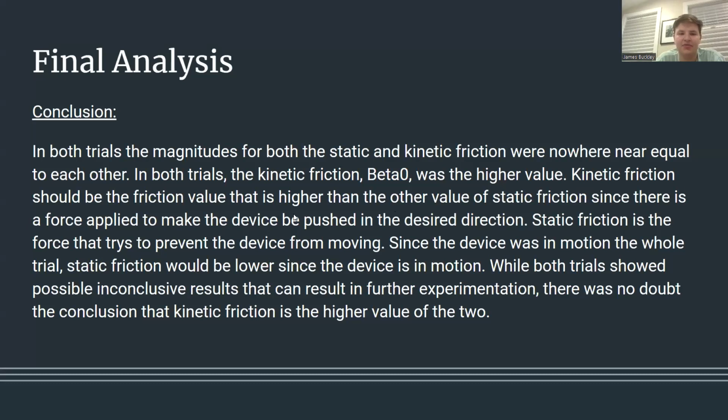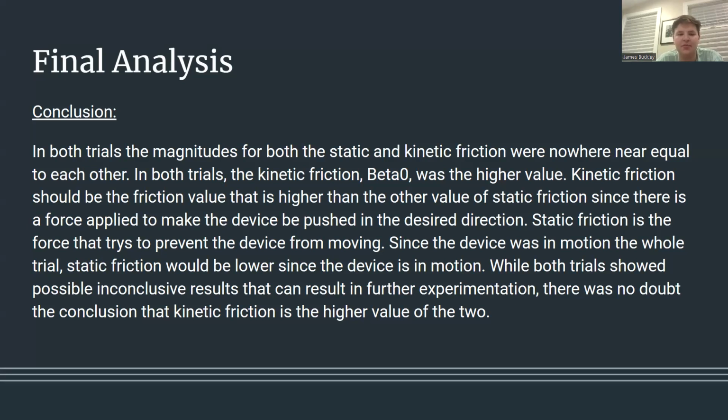Final analysis: in both trials, the magnitudes of the static and kinetic friction were nowhere near equal to each other. In both trials, the kinetic friction beta 0 was the higher value. Kinetic friction should be the higher value, since there is a force applied to make the device be pushed in the desired direction. Static friction is the force that tries to prevent the device from moving. Since the device was in motion the whole trial, static friction would be lower.